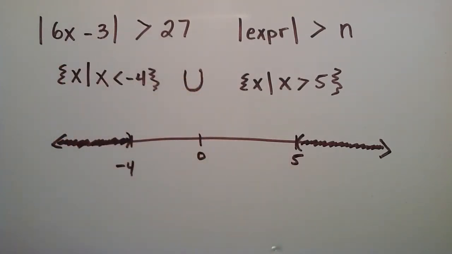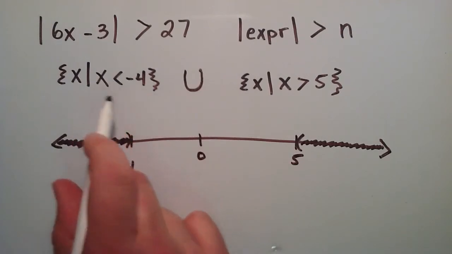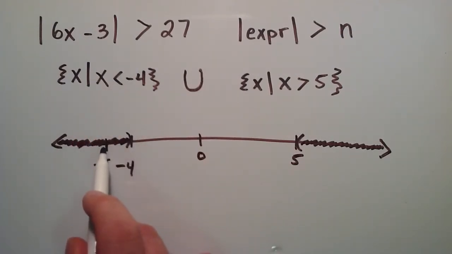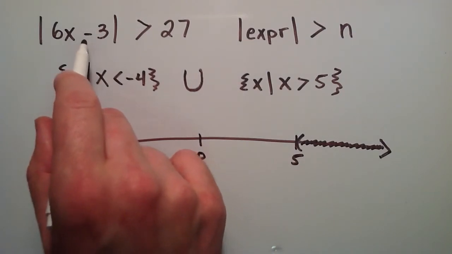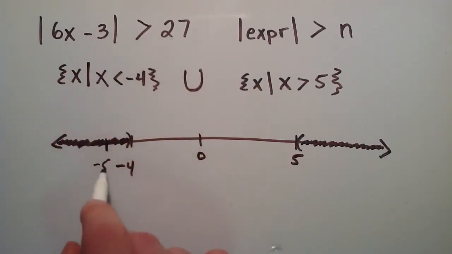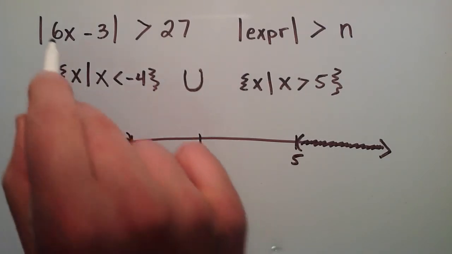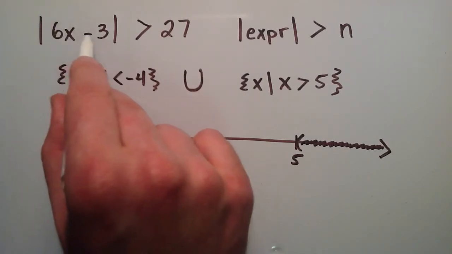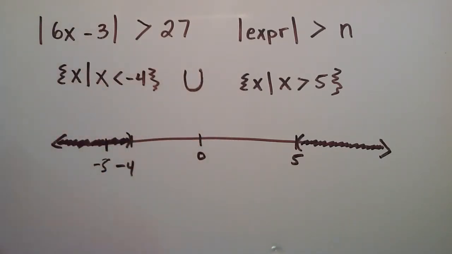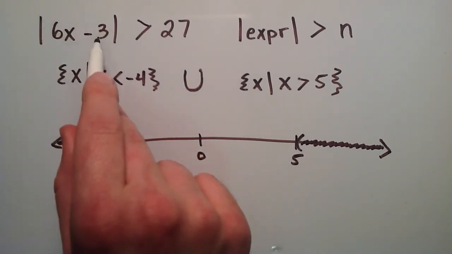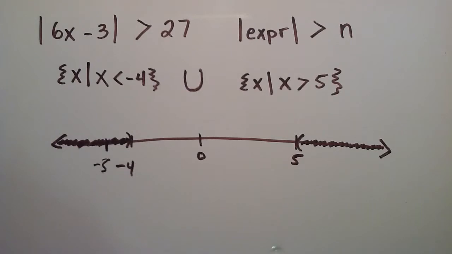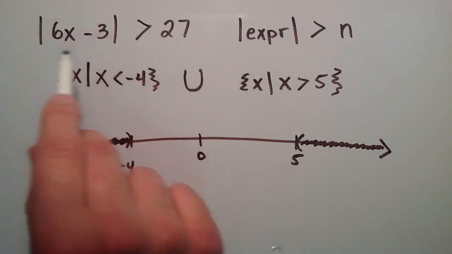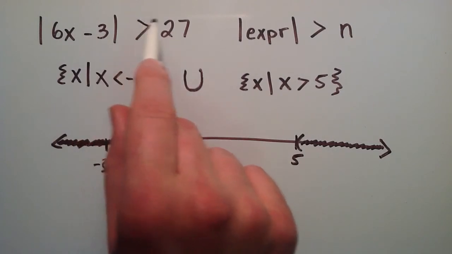So just for a quick example, we could choose -5. -5 is over here somewhere. And that's part of our set right here. So it falls into this category. So -5 is part of our set, so it should produce a true statement when we plug it into this absolute value inequality. So let's go ahead and do that. So if x equals -5, then we have -5 times 6 would give us -30. And then -30 take away 3 more gives us -33. And then if we have the absolute value of -33, well, the absolute value is just going to make that negative number a positive. So this becomes +33 now. And +33 is greater than 27.